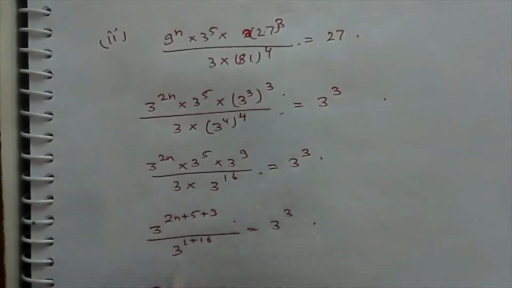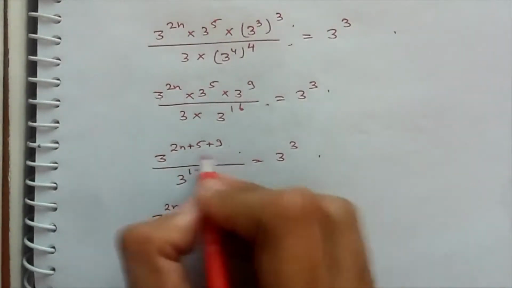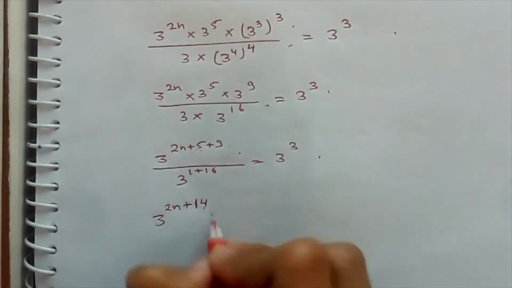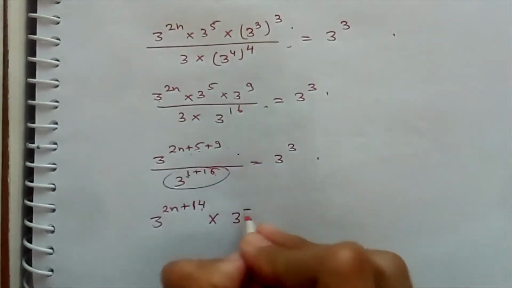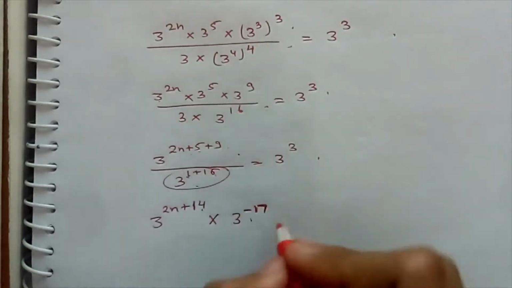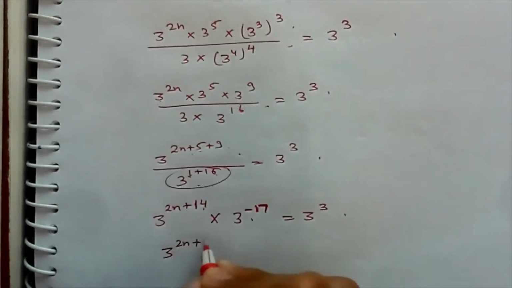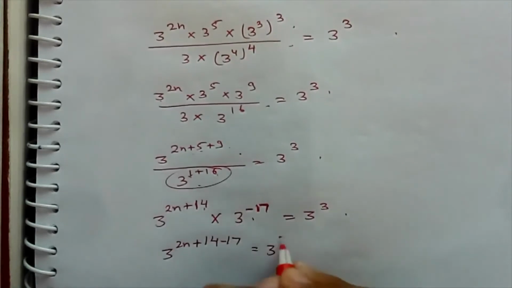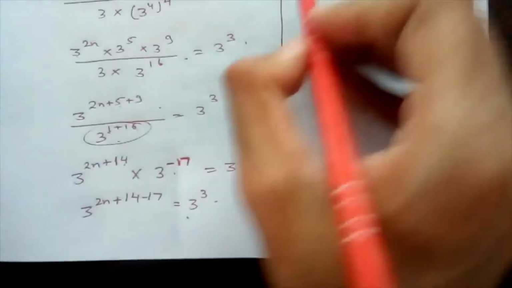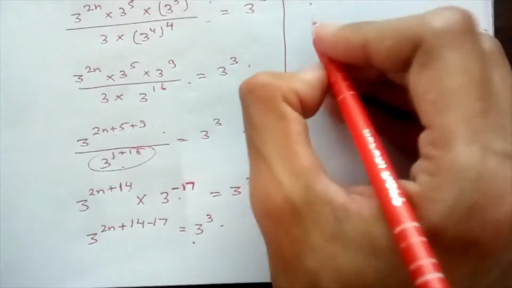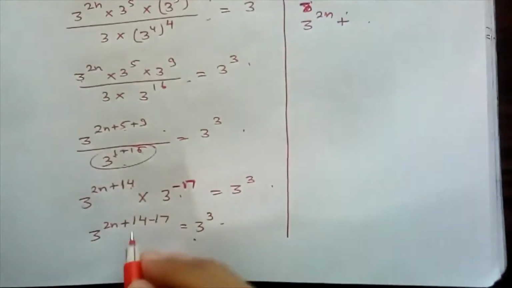Now 3 to the power 2n plus 5 plus 9, 5 plus 9 is 14, into 3 to the power, I am transferring it upward, so it's 16 plus 1 is 17, but minus 17 because it is transferred from the denominator to the numerator. 3 to the power 2n plus 14 minus 17 will be equal to 3 to the power 3, and solving it here.